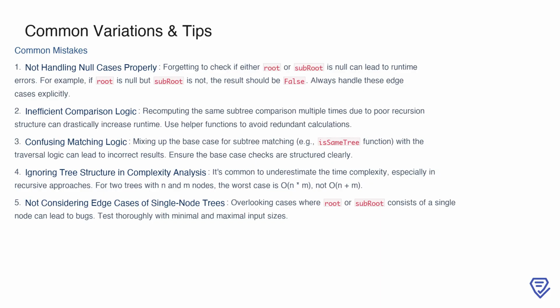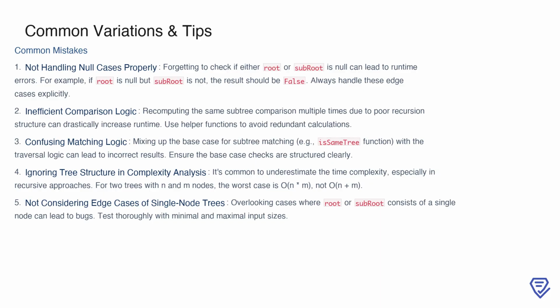Next, inefficient comparison logic can hurt performance. If your recursion structure repeatedly compares the same subtrees, you're wasting valuable computation time. Using helper functions effectively can eliminate redundant calculations. Another mistake involves confusing the matching logic itself. It's easy to mix up the base case for functions like isSameTree with the logic for traversing the tree. Make sure your base cases are clear and distinct.